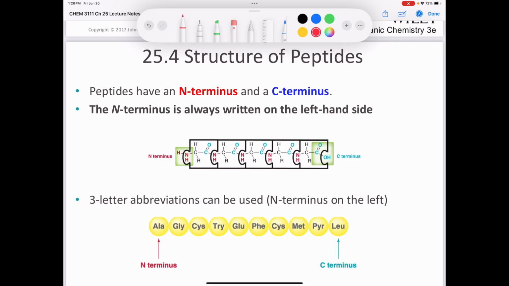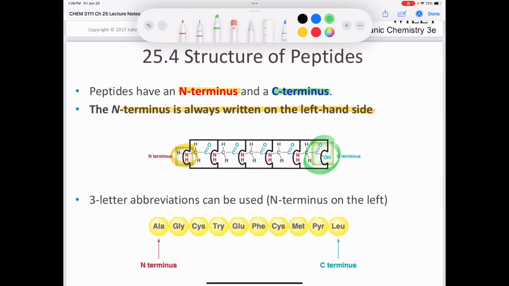Now, peptide chains always have an amino group on one end, and we call that the N-terminus. So that's going to be on the left-hand side, and that's just a convention that we always put the N-terminus on the left-hand side. And then on the other end, we have our carboxyl group, and that's where we have our C-terminus, and that is on the right-hand side. And again, that's just a convention. That's the way we always write them.